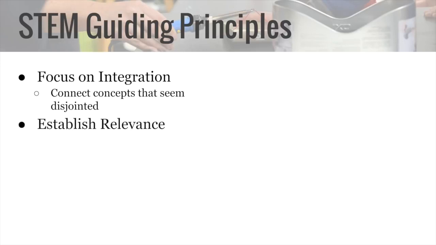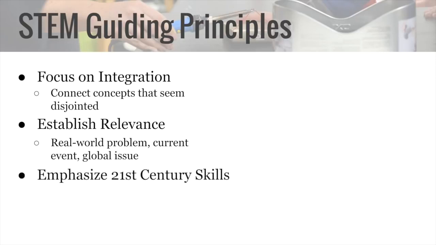Second, establish relevance. This idea is emphasized throughout the whole book. It is our job as educators to explain why the knowledge and skills learned are useful, why they should care. It is easy to explain relevance when students are given real-world problems, current event situations, global issues, or any appealing event. Third, emphasize 21st century skills.